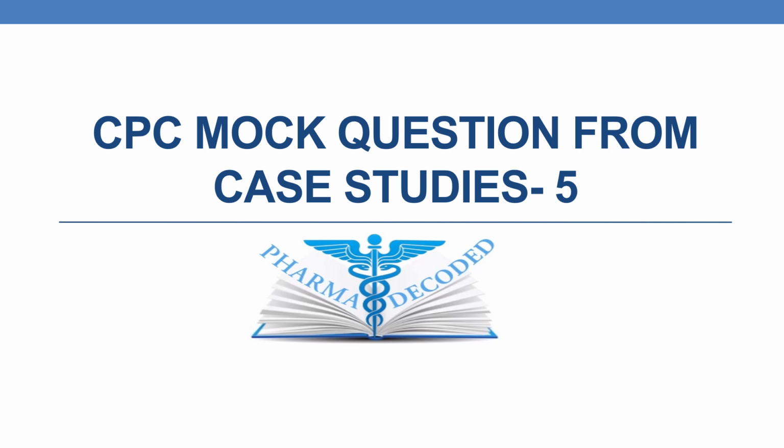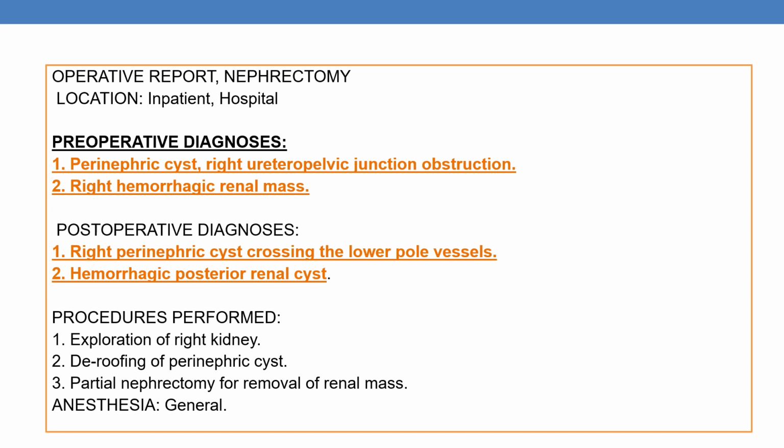Hello everyone, now let us discuss a CPC mock question from case studies. Coming to the question, the operative report indicates nephrectomy and the location is hospital inpatient. The preoperative diagnoses are perinephric cyst, right ureteropelvic junction obstruction, and right hemorrhagic renal mass. Postoperative diagnoses are right perinephric cyst crossing the lower pole vessels and hemorrhagic posterior renal cyst.